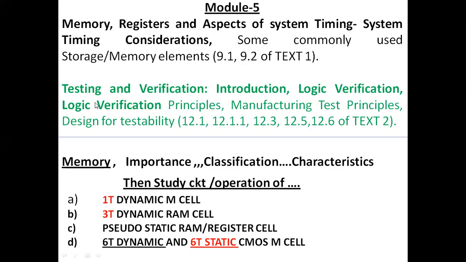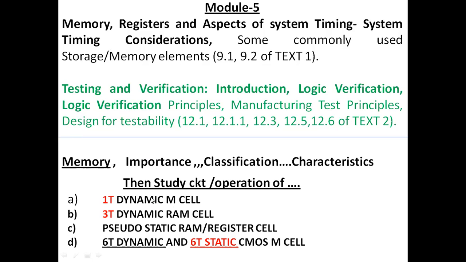The second part of module 5 deals with testing and verification. So the introduction, the logic verification principles, and manufacturing test principles, which we call DFT. DFT stands for design for testability. In the first part of module 5, we have some basic points regarding the memory, the importance of memory and classification, and the memory characteristics.